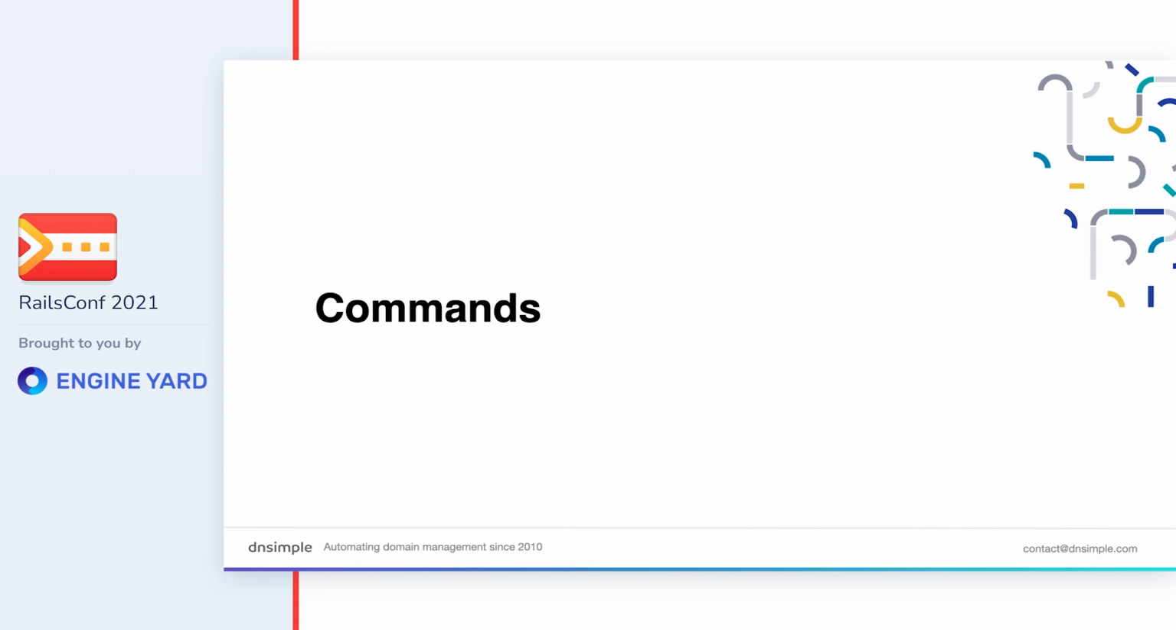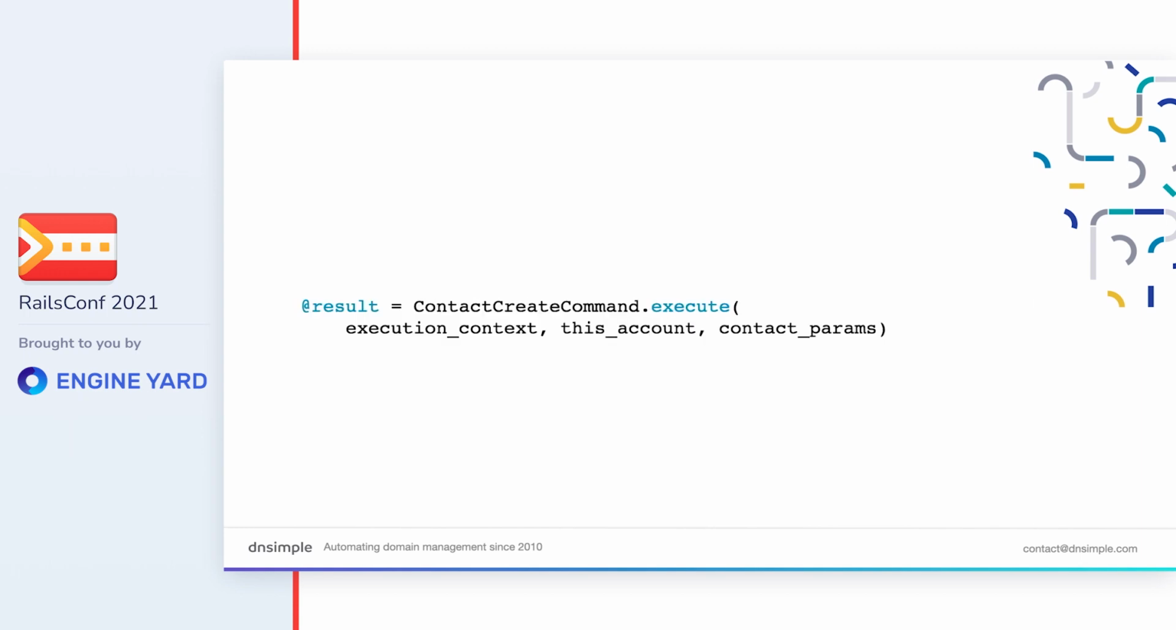But let me give you an example of how this looks today. So here is how the contact create command would be called today. And all of the commands follow the same pattern. You execute them, you give them as the first argument a context, and then additional arguments come after that. The execution context might have information about, for example, what the current account is, who's logged in, whether they're accessing it via the API or the UI, things like that.